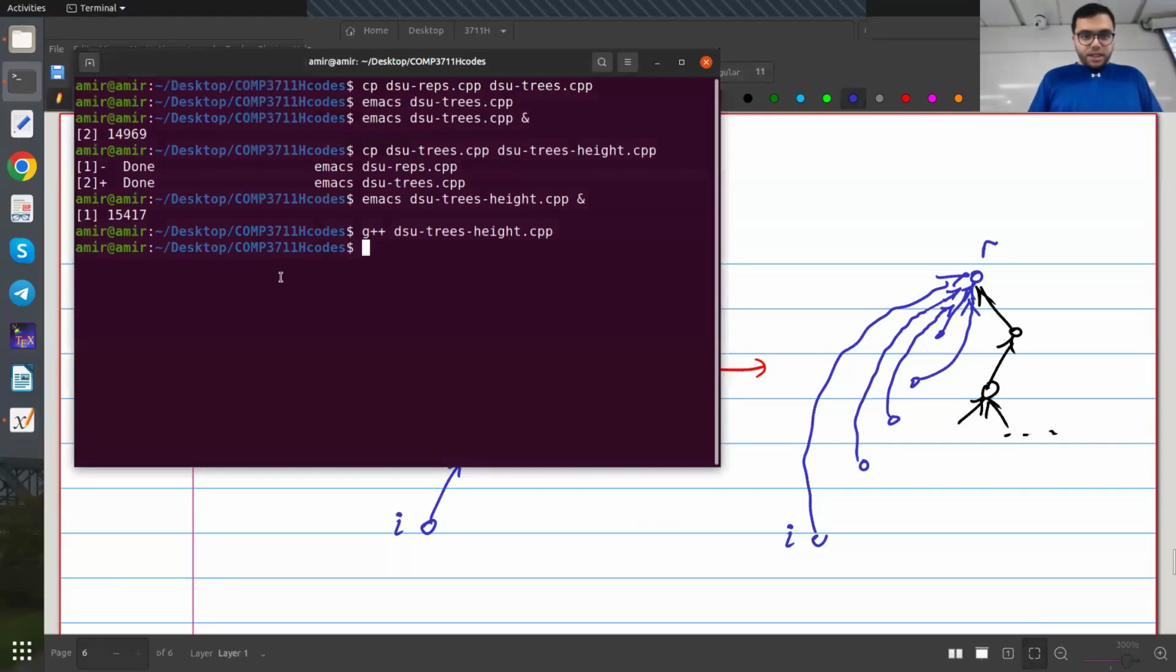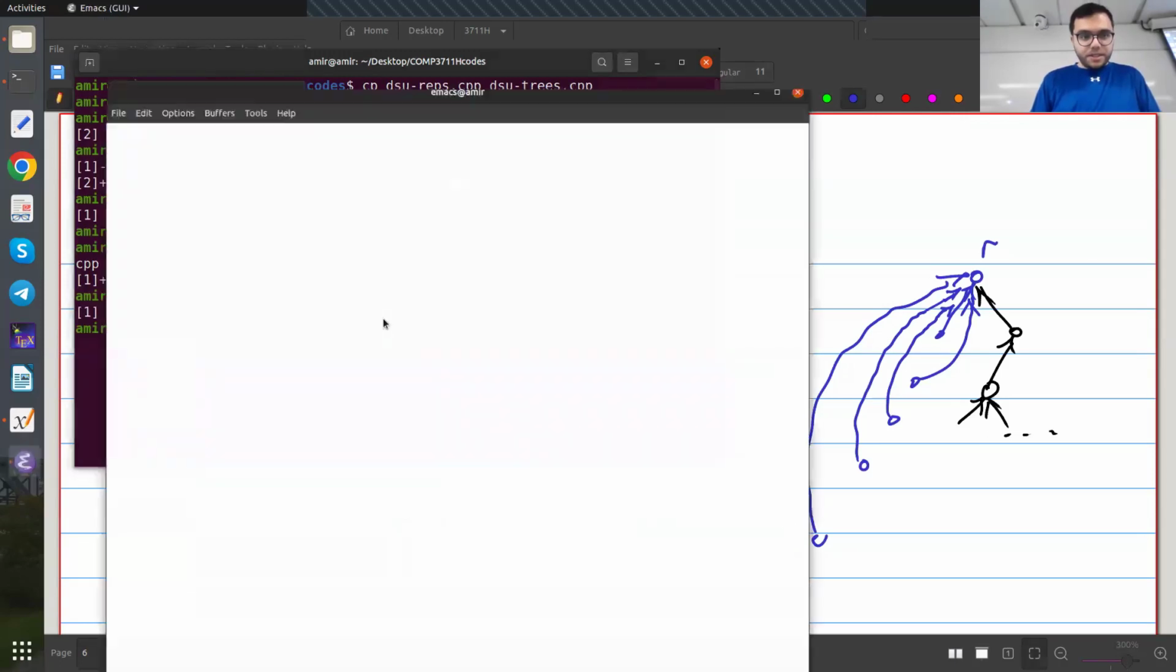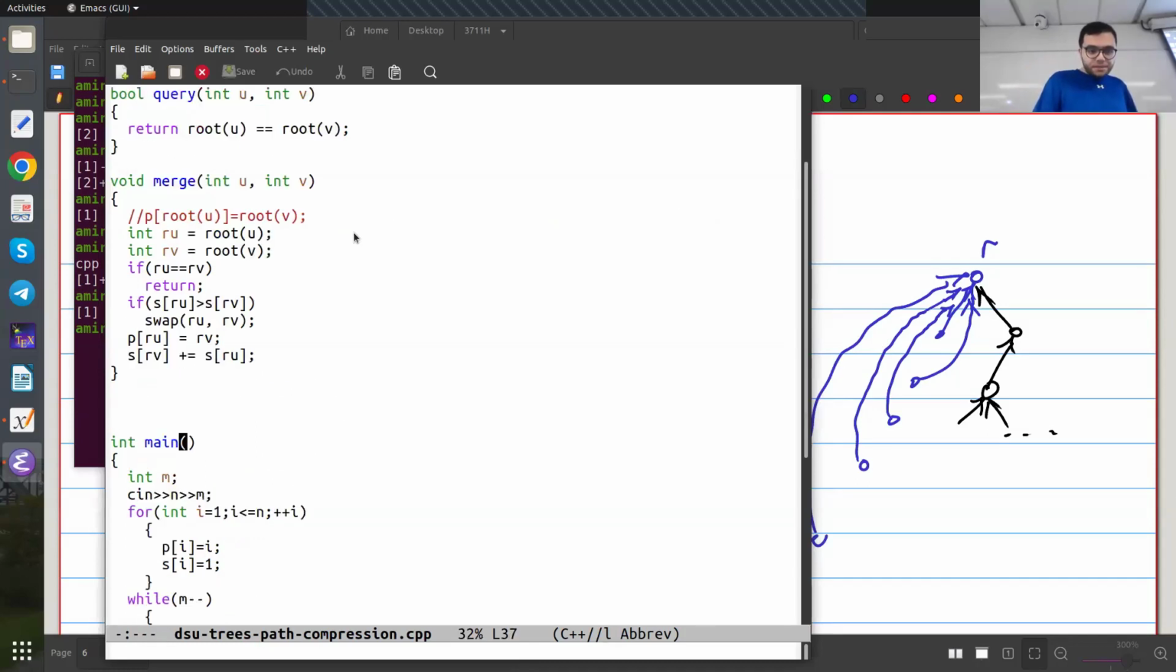Let's do this. Let me take the version that was using size, and I'm going to call this one DSU3's path compression. So again, this is just using size, so I'm always merging the tree with the smallest number of vertices into the tree with the larger number of vertices. You can also do it with heights, but path compression gets a little bit harder with heights because you have to keep track of all the heights, right?